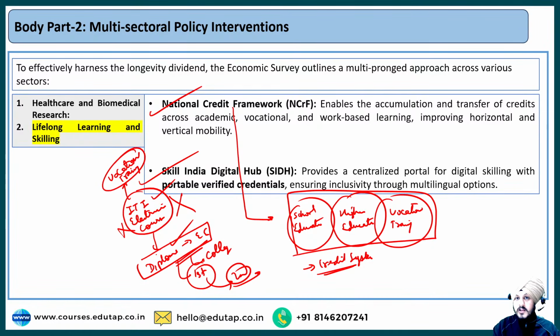That was a problem. Because of this, a lot of people used to avoid these vocational training type courses because they were not recognized in the colleges, right? So that was a big setback for these types of vocational training programs.